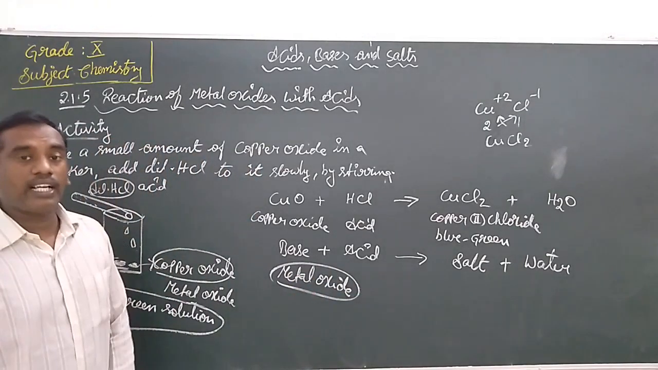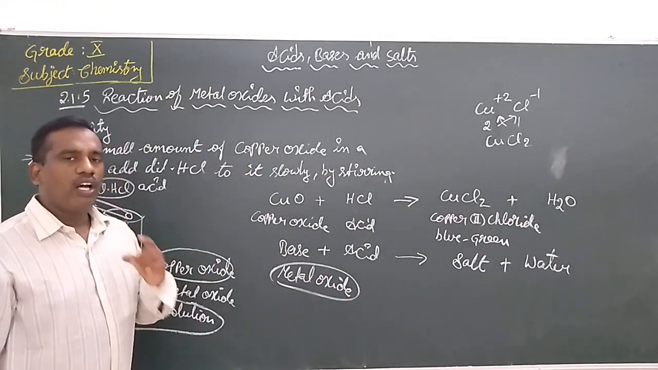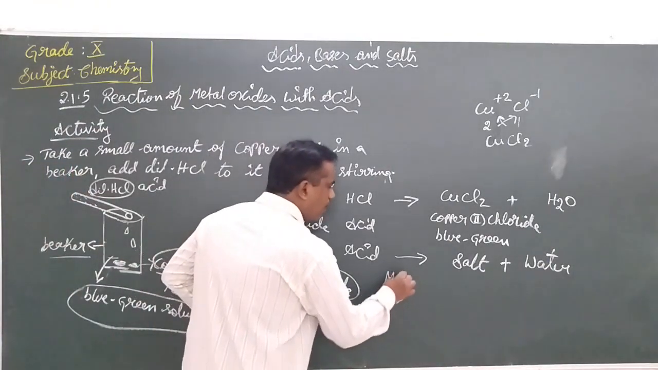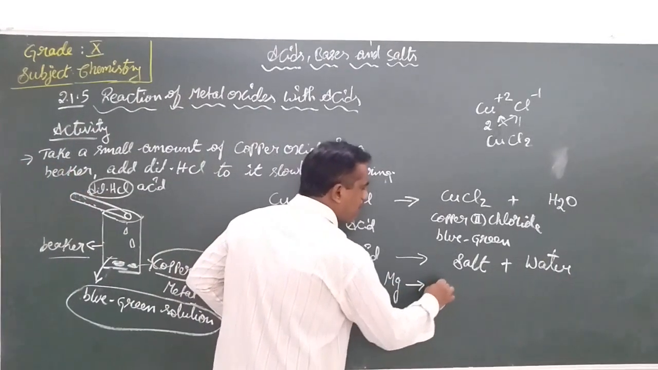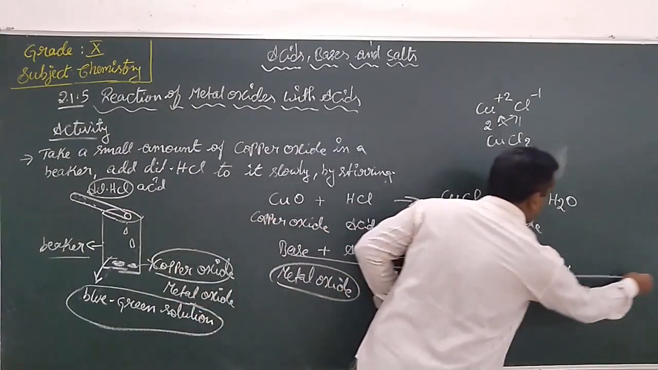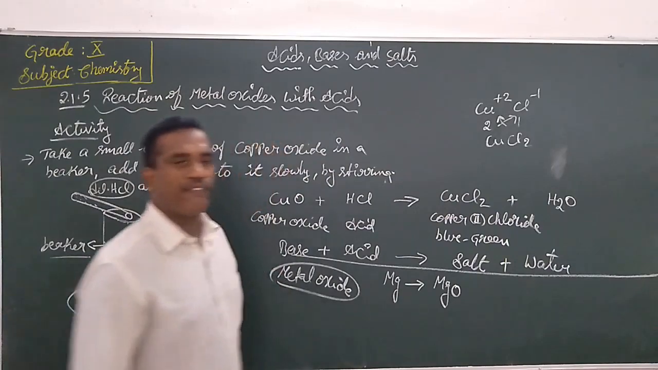For this we can make up one more activity. That is when we burn magnesium ribbon, it forms magnesium oxide.